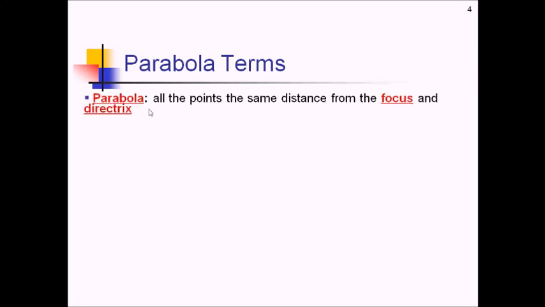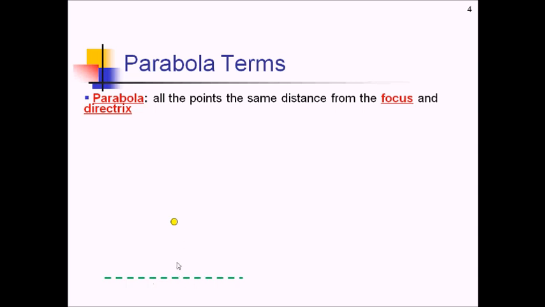A parabola can be defined as all the points that are the same distance from a focus and a directrix. Now, focus we've seen before, that's a point that a shape is kind of bent around, but the directrix, that's just a dashed line that's not actually part of the shape. It's also not an asymptote. It just is a line that helps us define this parabola.